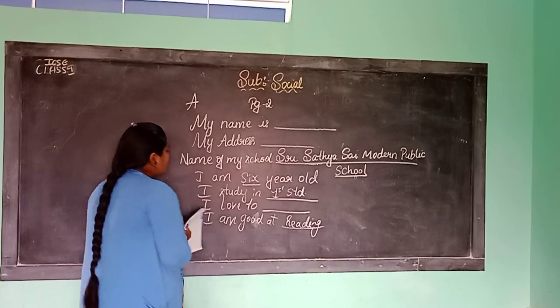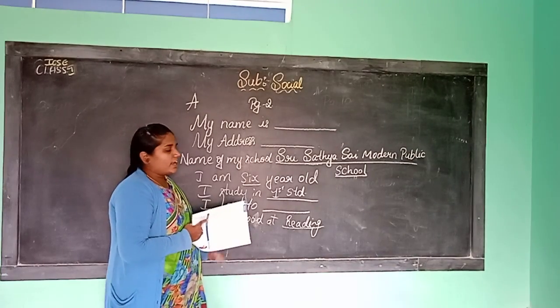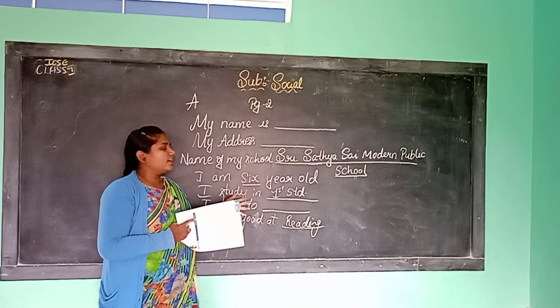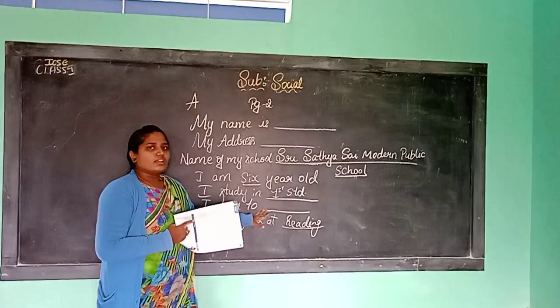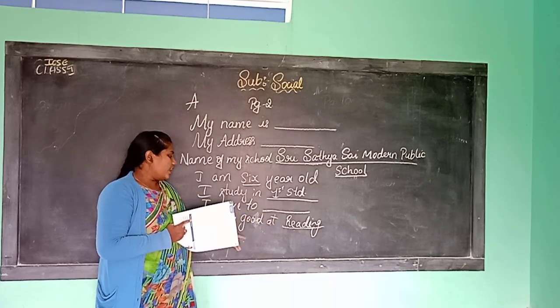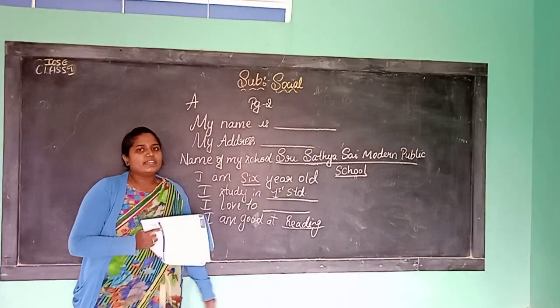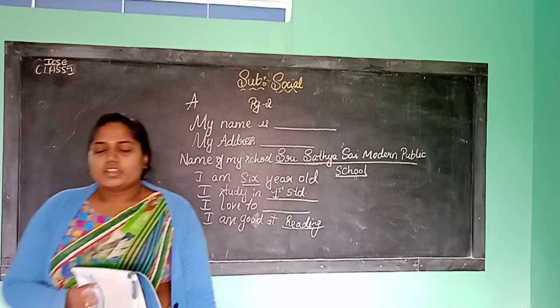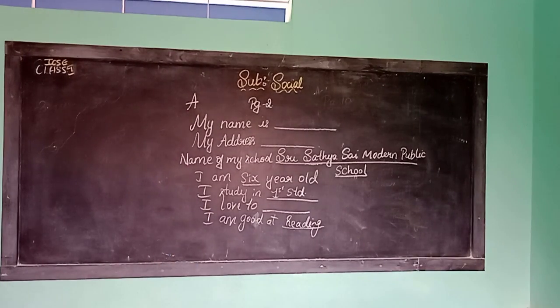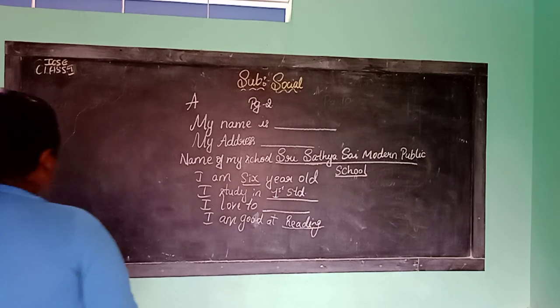I like to play cricket or the what? Which is your favorite game? You can write here. Understood, children? Yes, we wish very, very good. So next, I am good at dash. Whatever activity you are good at, write it, very good. So finish, children.